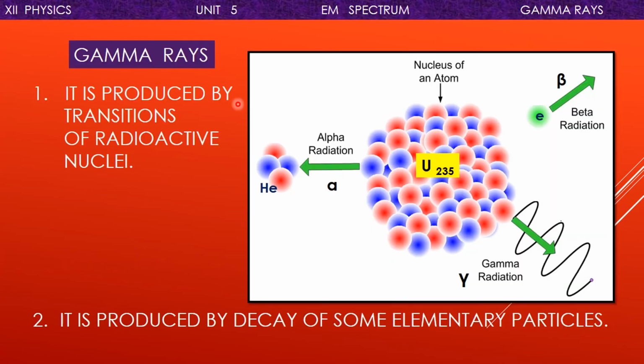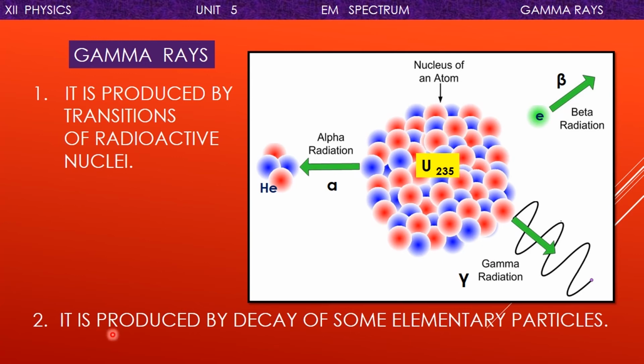Gamma rays. Gamma rays are produced by transitions of radioactive nuclei. Here, uranium-235 is a radioactive nuclei which disintegrates into three radiations: alpha radiations, beta radiations and gamma radiations. Alpha radiations are nothing but helium nuclei. Beta radiations are nothing but fast moving or very high speed electrons. Gamma radiations are electromagnetic waves.